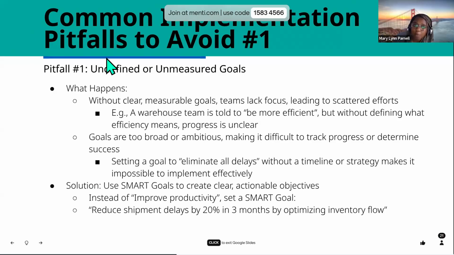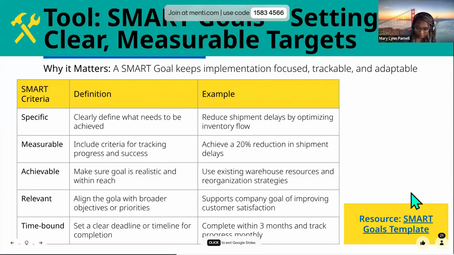So the solution to help us define our goals is using SMART goals. SMART is an acronym, and we're going to define that, and it's to create clear, actionable objectives. So instead of just saying we're going to improve productivity, a SMART goal is reduce shipment delays by 20% in 3 months by optimizing inventory flow. So that's the difference between a not SMART goal versus a SMART goal. And what does SMART mean? So this is a tool for your toolbox. SMART keeps implementation focused, trackable, and adaptable.